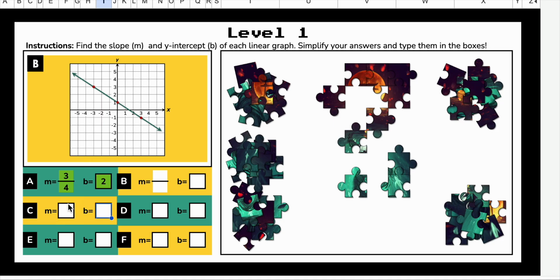For this one, for letter B, so I'm going to go over to letter B. Here I am. I'm going to do M, which is your slope first. That's from one point to the next. Remember to be sure to do rise over run.